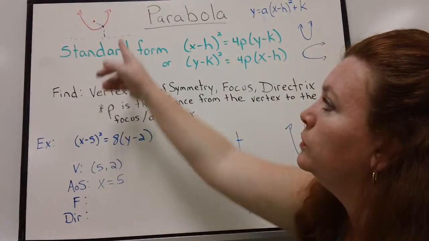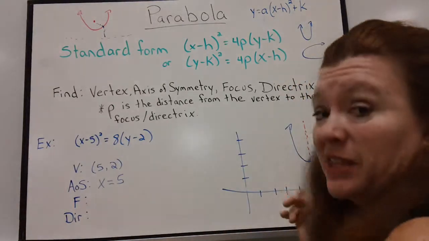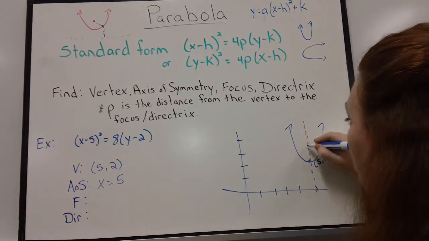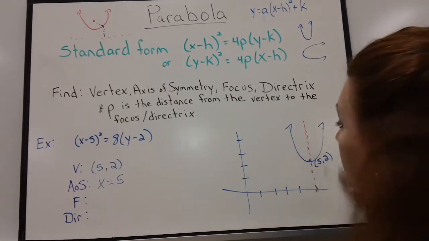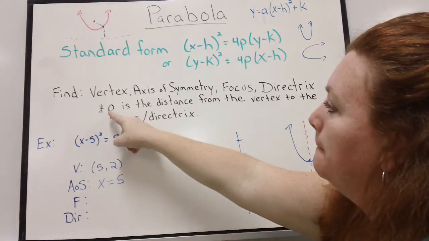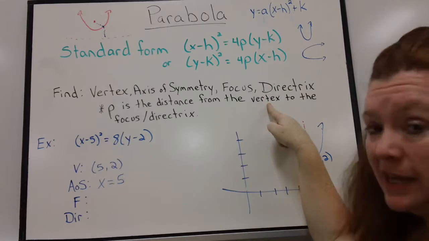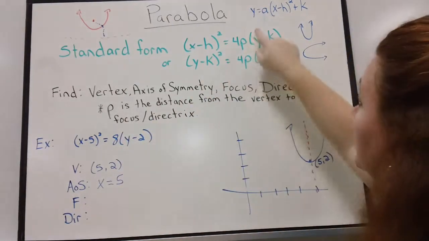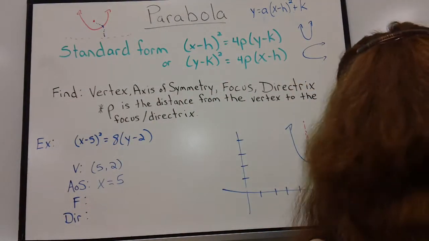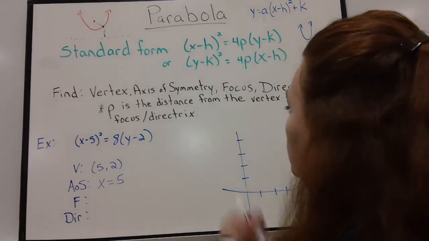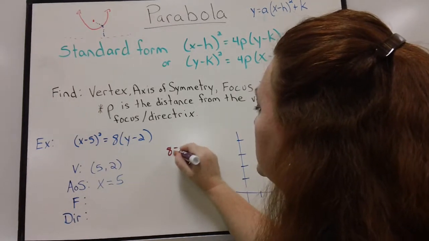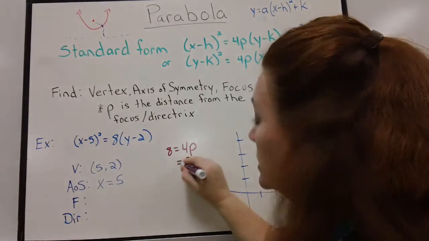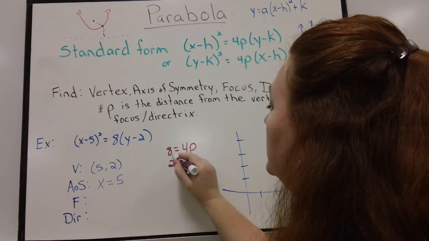All right, the focus. Where's the focus? I told you it is inside the parabola. Having the sketch really helps because I know which direction I need to go. To go inside the parabola, I'm going to have to go up. How far? p is the distance from the vertex to the focus. This number 8 represents 4p. So I'll use this color. 8 is equal to 4p. Divide by 4, p, which is the distance away from the vertex, must be 2.